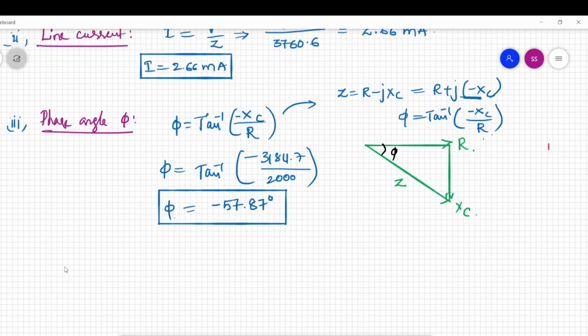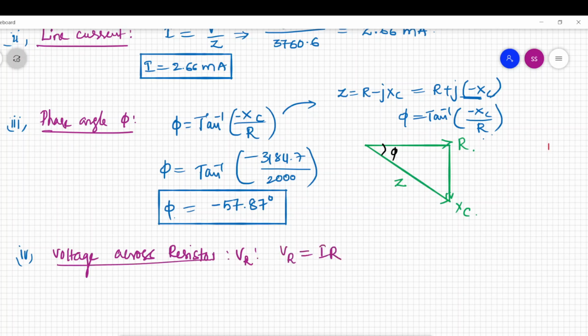Now let us find the voltage across each element. The voltage across the resistor, that is VR, is I into R. The current I in the circuit is 2.66 into 10 power minus 3, into resistance, which is 2 into 10 power 3. So the voltage across the resistor is equal to 5.32 volts.